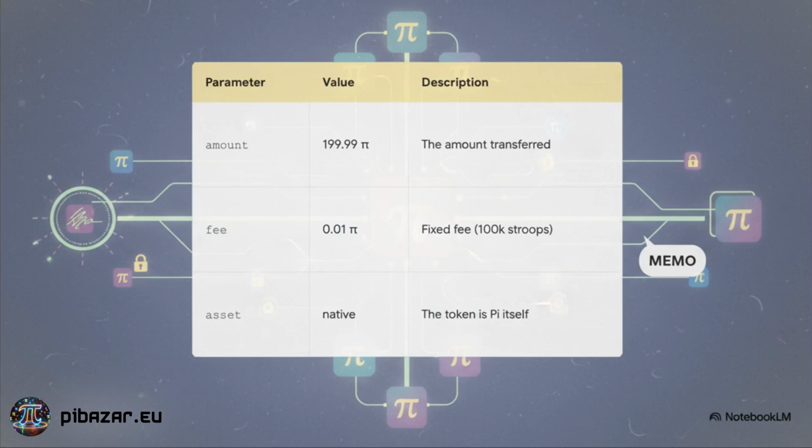So this table gives us the whole financial picture in one spot. We've got the amount, we've got the asset type, native is just a fancy way of saying it's Pi, and then there's the network fee. And take a look at that fee, just 0.01 Pi. That is the small, fixed price you pay to have your transaction secured and recorded on this unchangeable ledger forever.